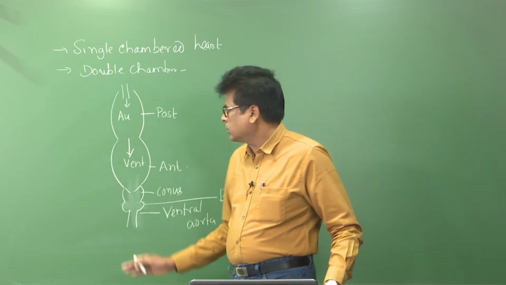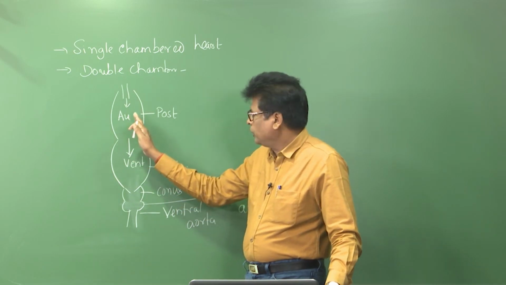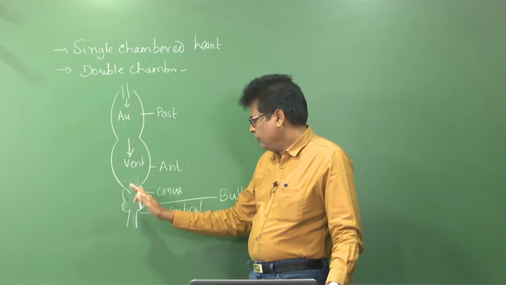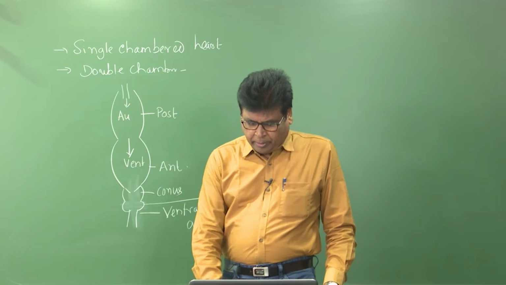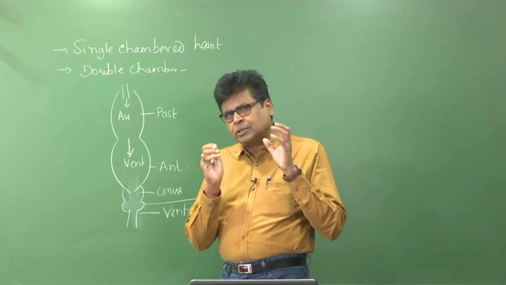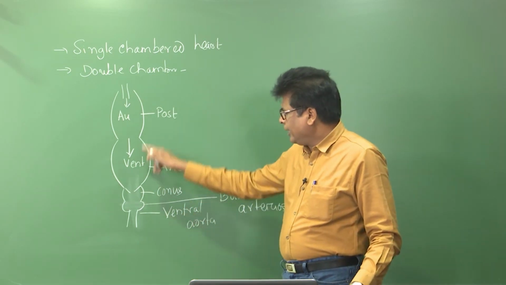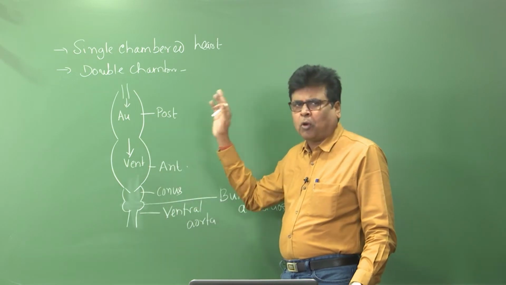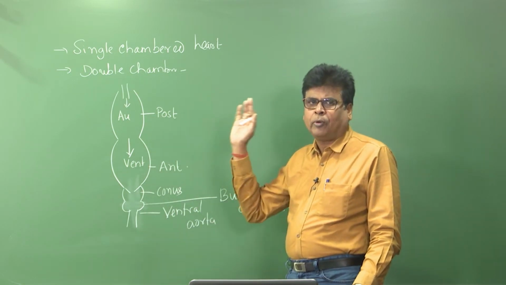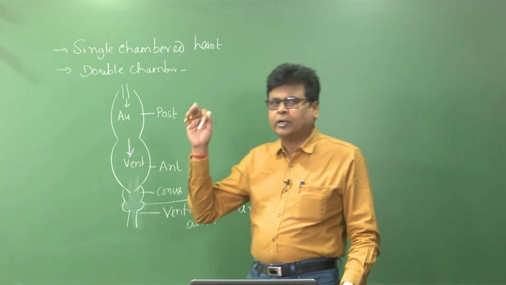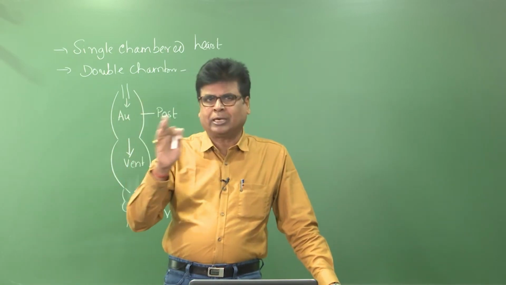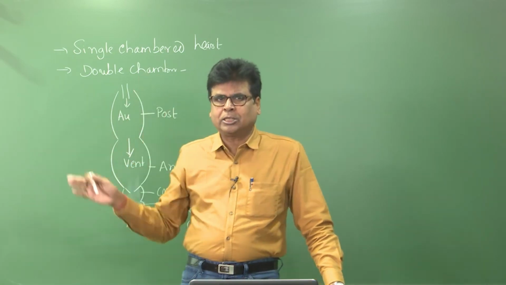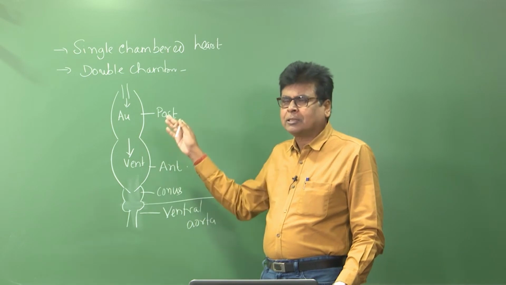Single circulation means the blood will pass through the auricle, then to the ventricle, then to the conus, then to the ventral aorta. That means just one thing you see. In this case the blood is not completely pure, it is impure, it is a mixed one. So this is known as single circulation or single direction.